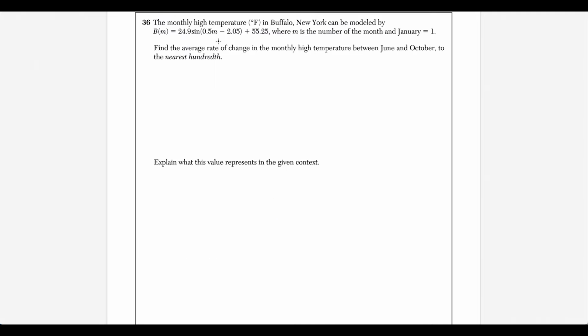So question 36, we have the monthly high temperature in Buffalo, New York is modeled by this function. M is the number of the month. So January is 1, February would be 2, and so on.